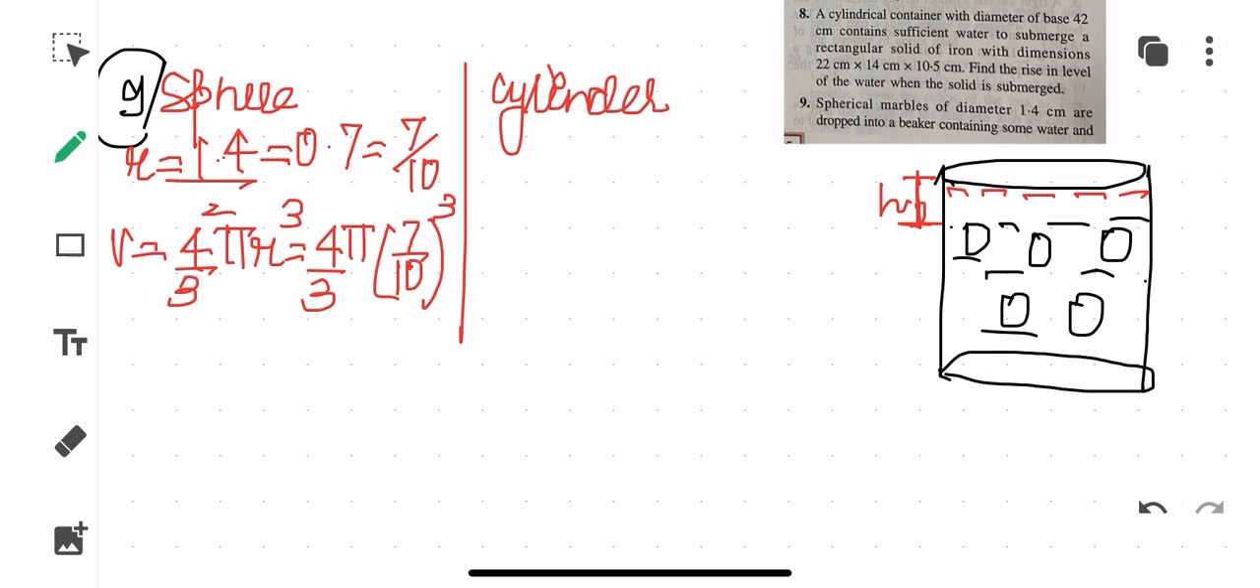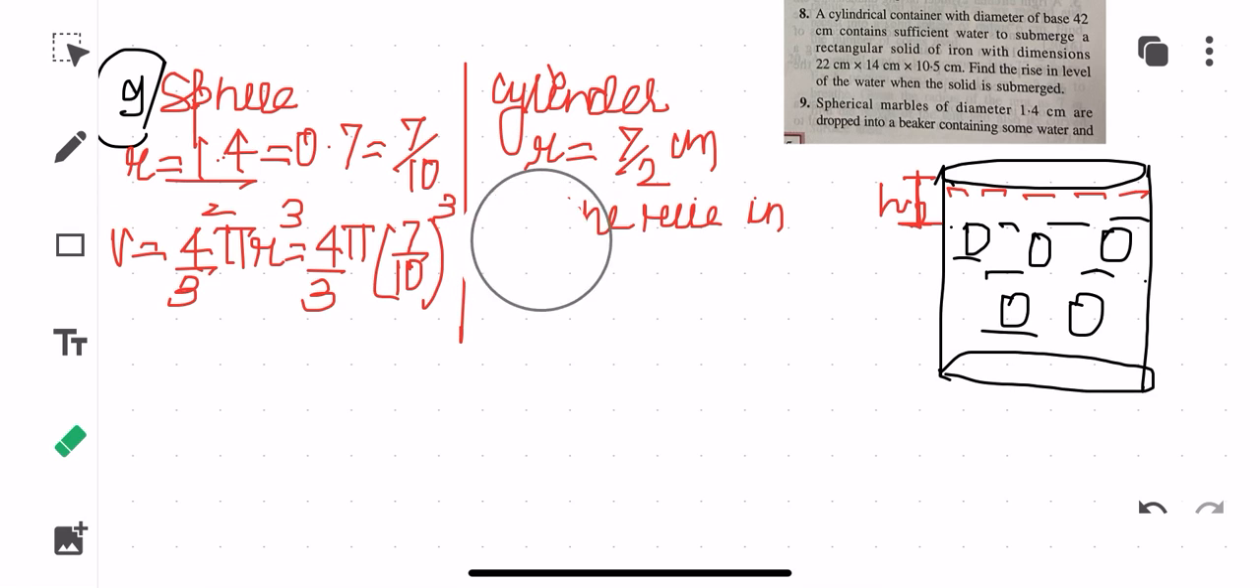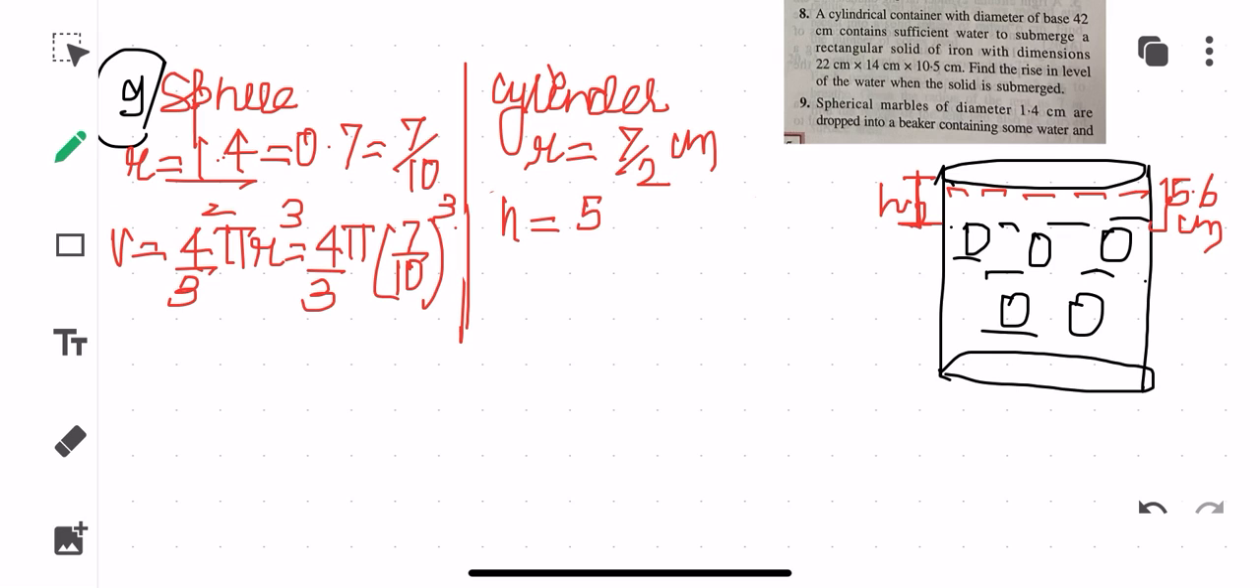Okay, now we'll be moving to the cylinder part. In the cylinder part, what is the radius that has been given? The diameter of the beaker is given as 7 centimeter. So it is understood that the radius will be equal to 7 upon 2 centimeter. No, the rise in height has been given already, children. You don't have to let it. It is rising by 5.6 centimeter. I thought you have to find out this height, but it is given already that this is rising by 5.6 centimeter.